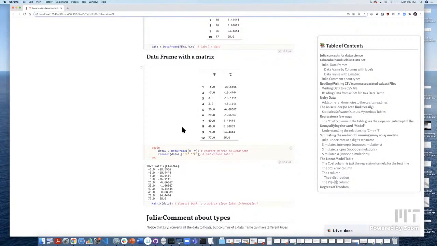If I've got this data frame and I want to convert it back into a matrix, all I have to do is use the type constructor for matrix, and that will convert us back. We will lose the label information, but if you have some other program that only handles matrices and doesn't handle data frames, then at least this will work. Okay, so I've already mentioned this comment about types.